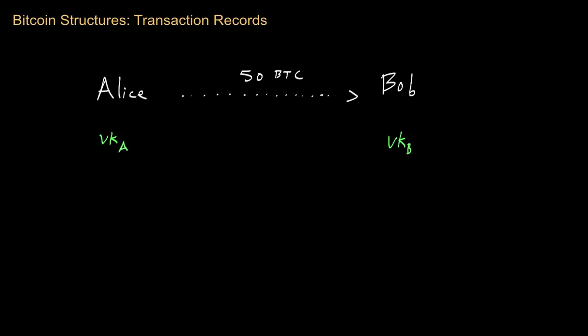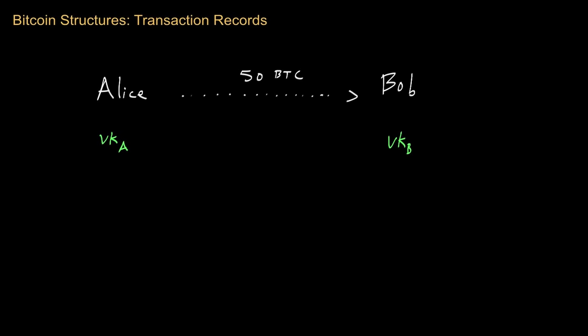We can assume that Alice has generated this key at some point and made it public, and that Bob did the same thing. Now they both have identities within the system, and these identities are just sequences of numbers that correspond to public keys for verification in the context of a cryptographic digital signature.